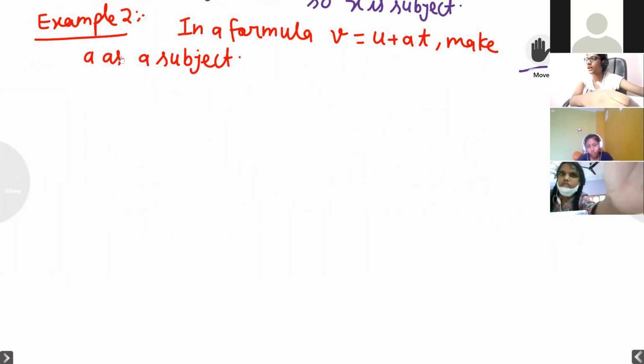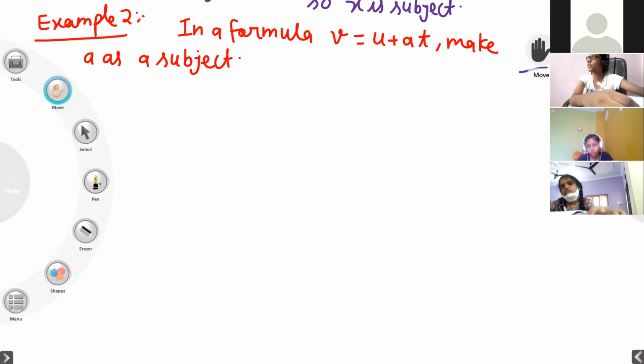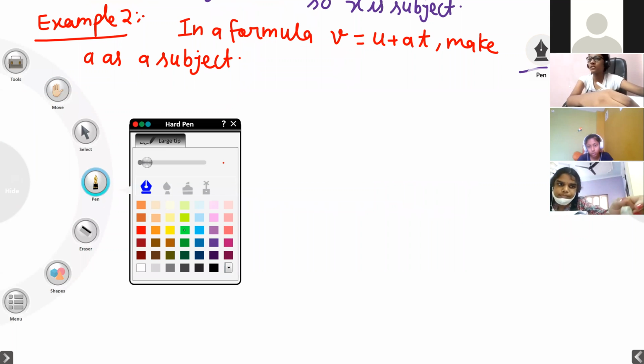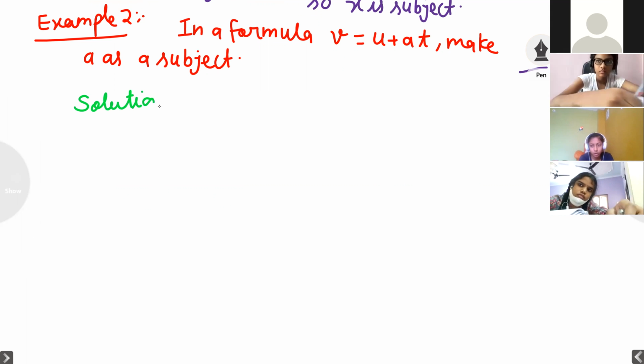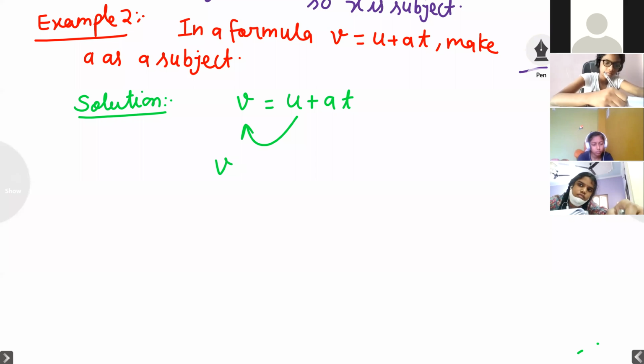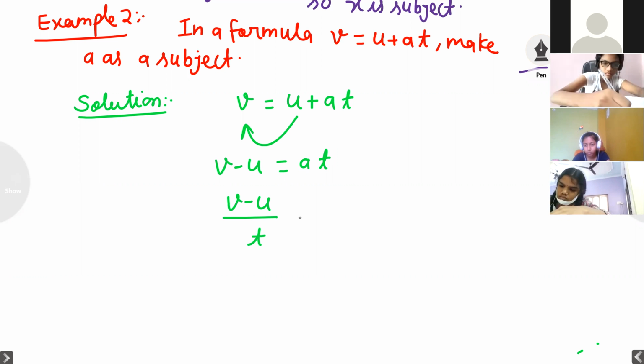It means at I want to keep on one side, the remaining I want to transfer to the other side. v is equal to u plus at. v minus u is equal to at. v minus u by t is equal to a.